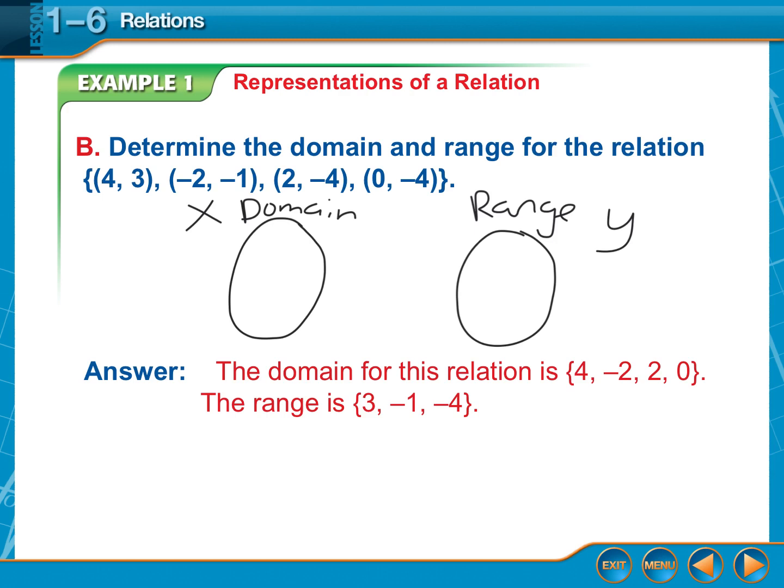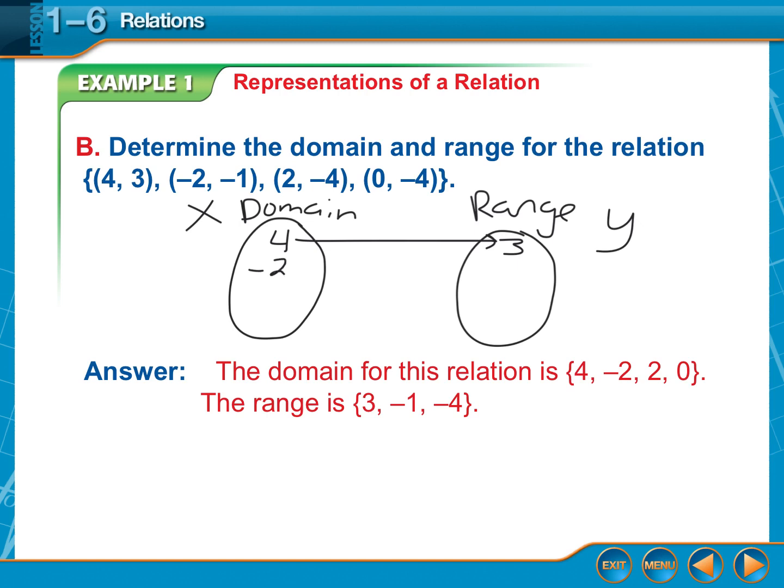So let's start with the first ordered pair, 4, 3. What's my x value? 4. What's my y value? 3. And then just connect them right away. 4 and 3 go together. Okay, next one, -2, -1. What's my x value?